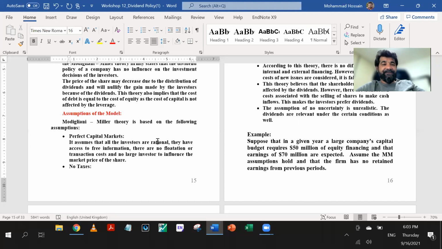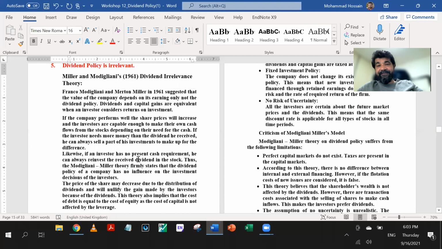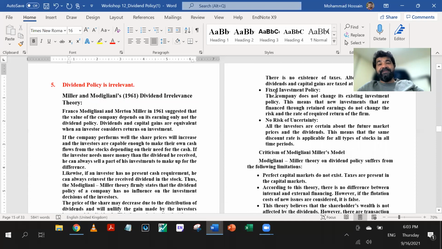This model also assumes there are no taxes, a fixed investment policy, and no risk of uncertainty. That's what Miller and Modigliani wrote in their article, and they think this way, but it's not the real case.